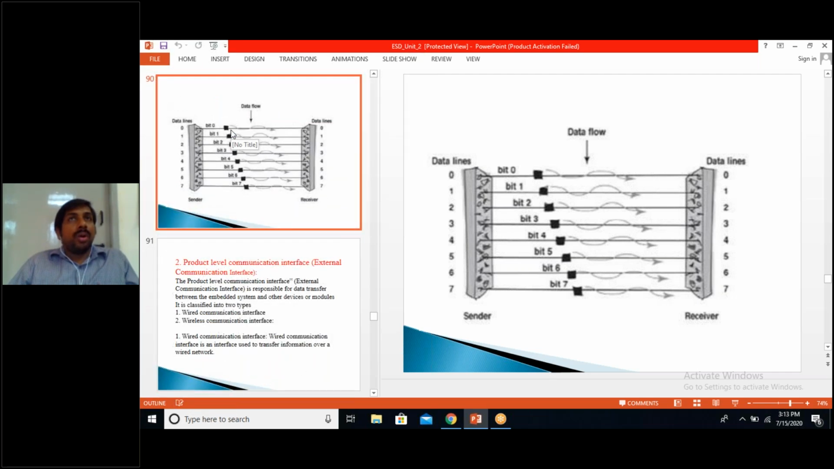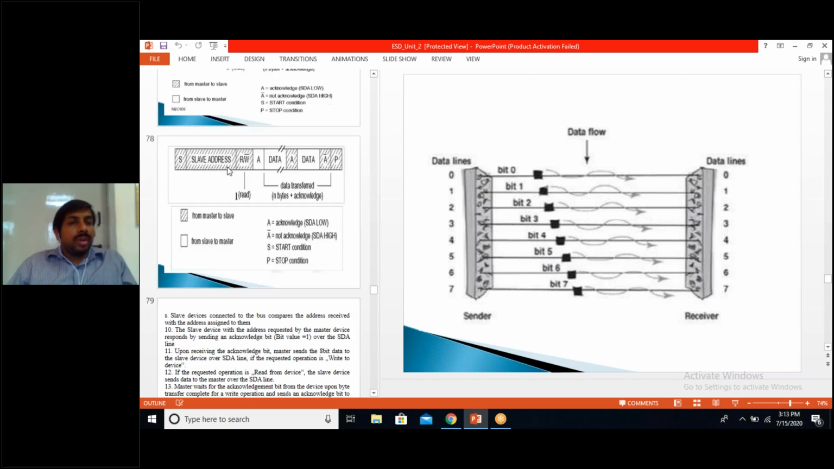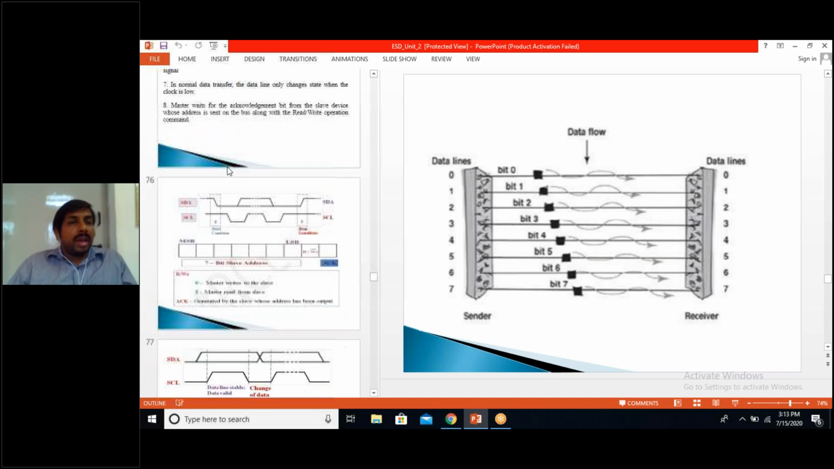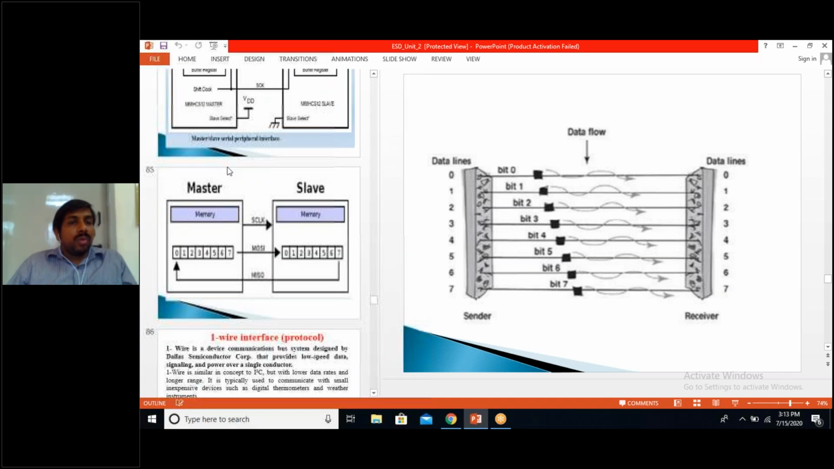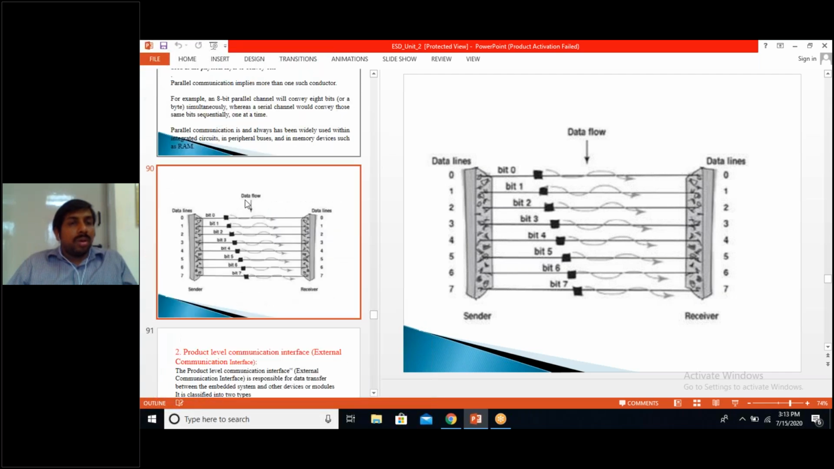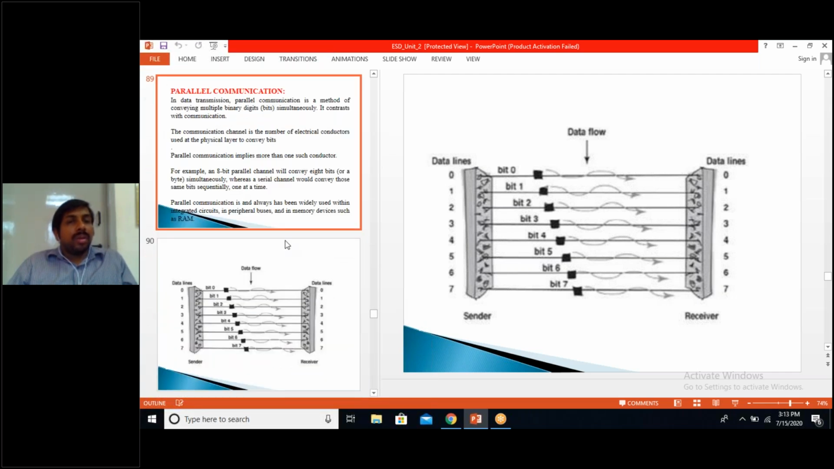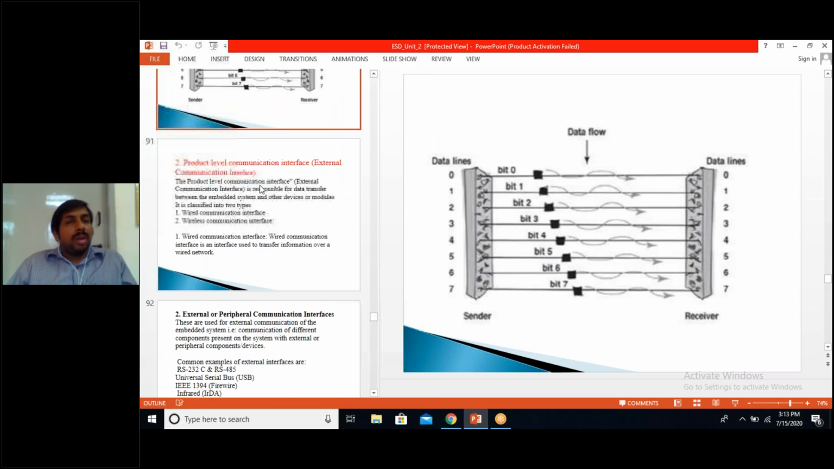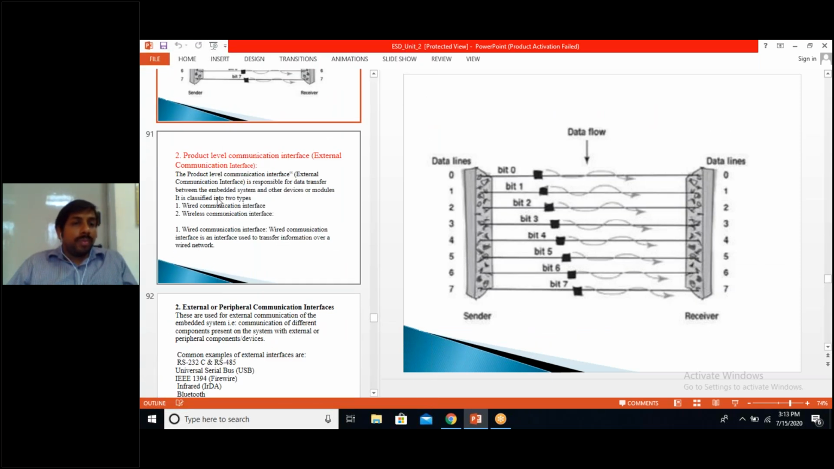Under onboard or board level, we are covering 4 types of buses. These 4 types of buses, as we have covered, are I square C first, next SPI, next one wire, and next parallel. So these all come under onboard. Onboard means the master is your processor and the peripheral devices are devices on the board.